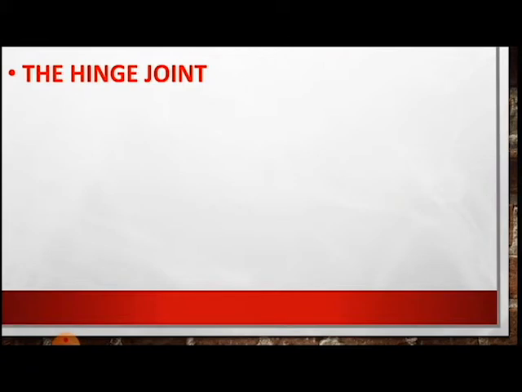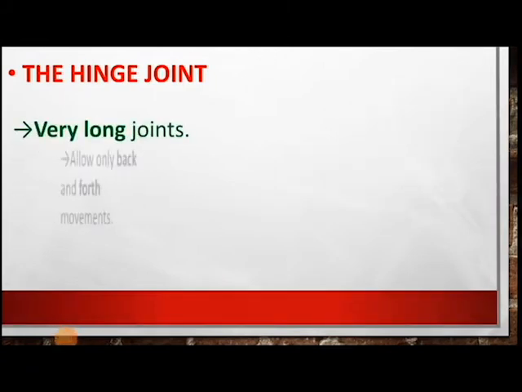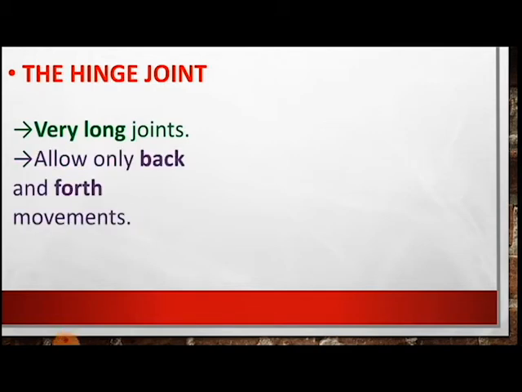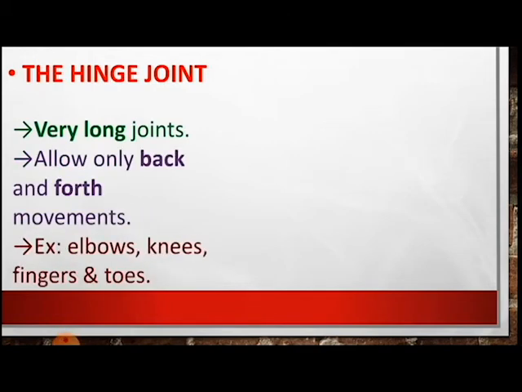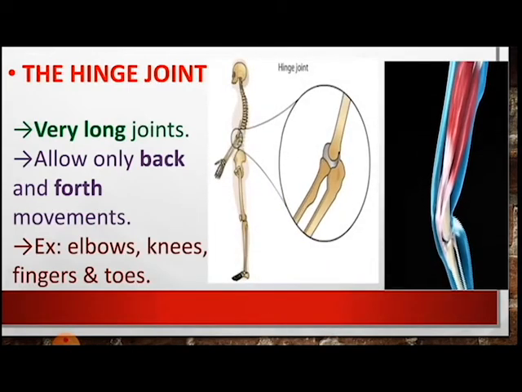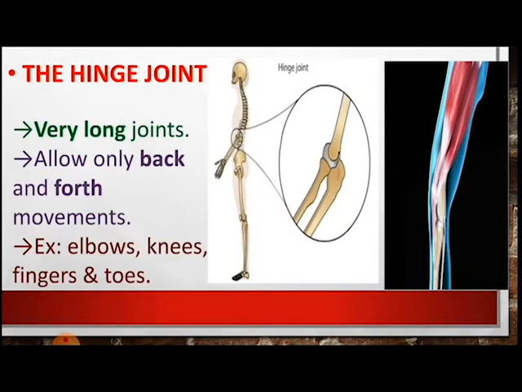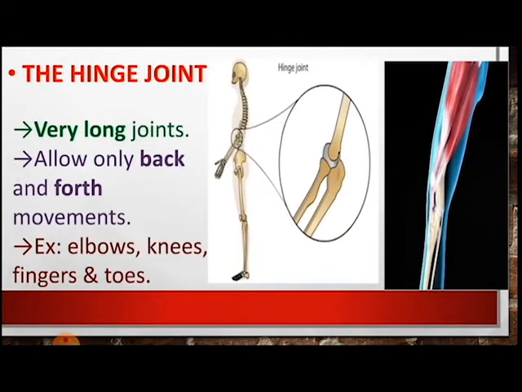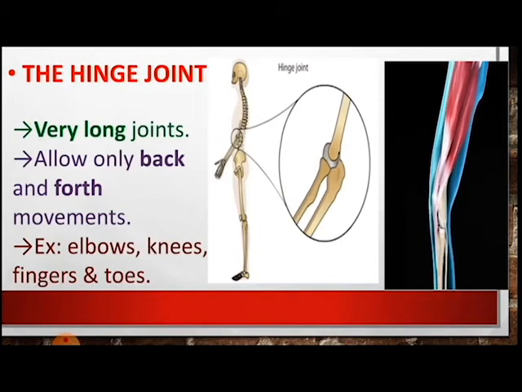The hinge joint. Children, have you ever seen hinges in doors of your houses? How does it move? The hinge joint shows the movement exactly like that, in back and forth direction. The elbows, knees, fingers and toes have this type of joint.